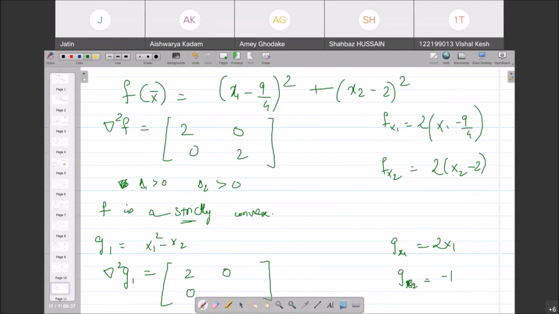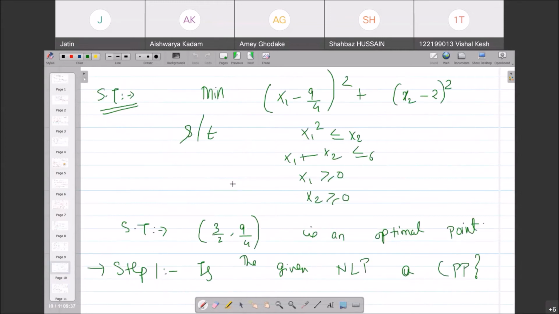Then it won't be convex. Can you check again? G with respect to x1 is 2x1. G with respect to x2 is minus 1. You have to take the second order derivative. G x1 x1 will be 2. What will be G x2 x2? 0. That happens in a hurry, no? We just differentiate once and the derivative of minus 1 is 0. So you can see that delta 1 is positive and delta 2 is greater equal 0. So yes, this is positive semi-definite. Therefore, your G1 is also a convex function.